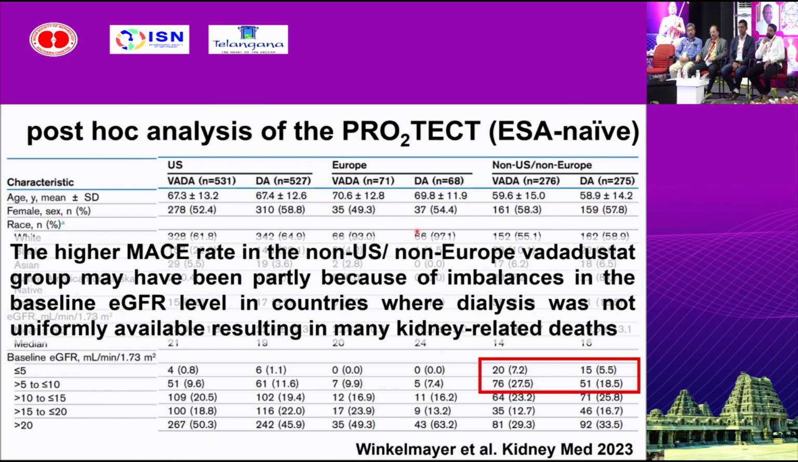The group performed a post-hoc analysis of the PRO2TECT study, and they concluded that the higher MACE rate, which was observed only in the non-US, non-European vadadustat group, may have been partly because of an imbalance in the baseline eGFR level in countries where dialysis was not uniformly available, resulting in many kidney-related deaths. As you can see, many people with eGFR less than 5 were recruited in this group. So this may have been the cause of the higher MACE rate observed in the PRO2TECT study.